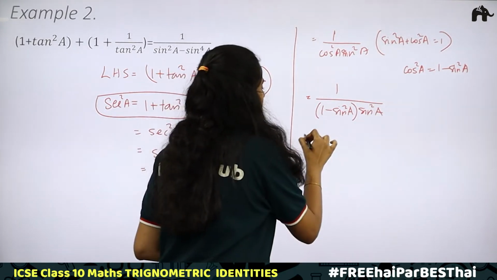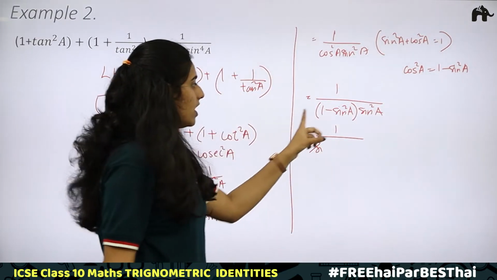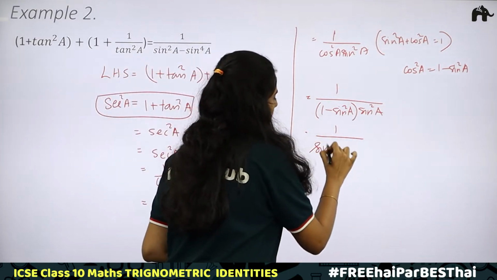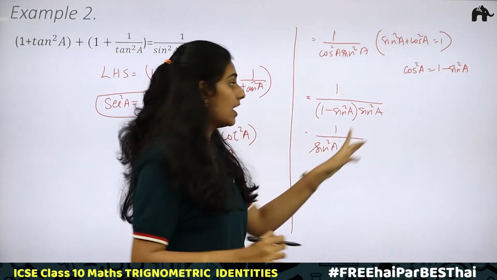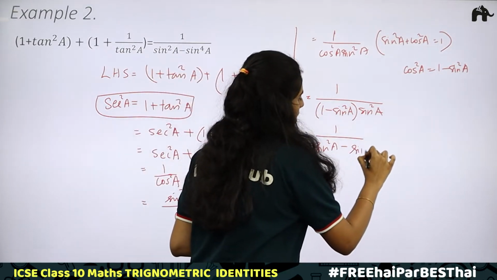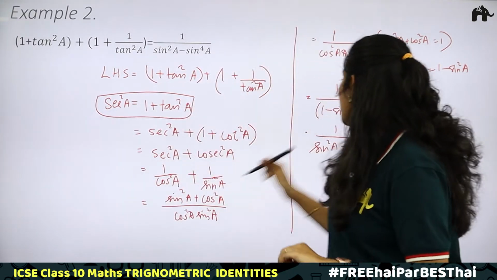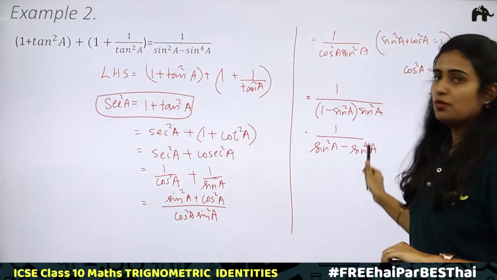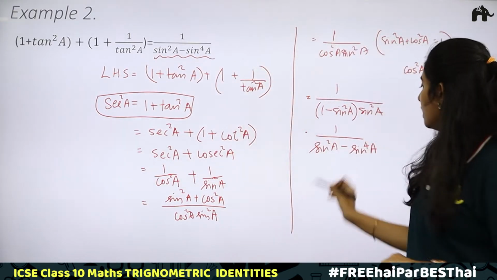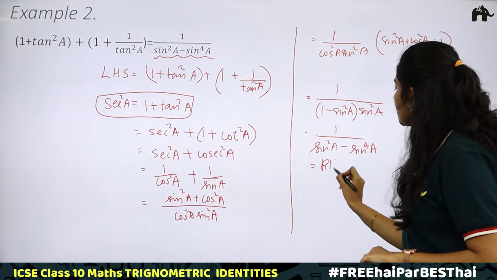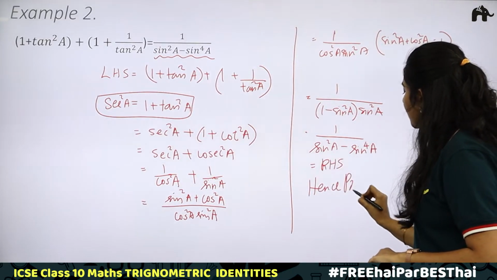That is equal to 1 by, removing the brackets and multiplying, 1 into sin square A is sin square A minus, what is sin square A into sin square A? Sin raised to 4A. So 1 by sin square A minus sin raised to 4A. This is the same thing as the RHS. So this is equal to RHS and this is the required proof. Hence proved.